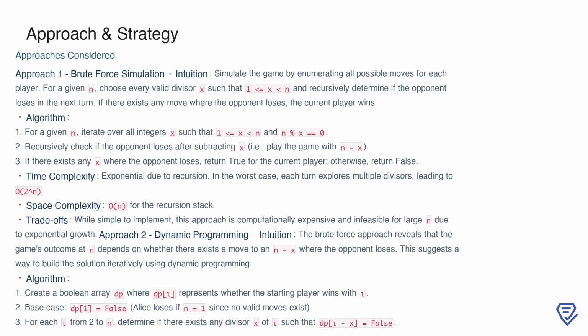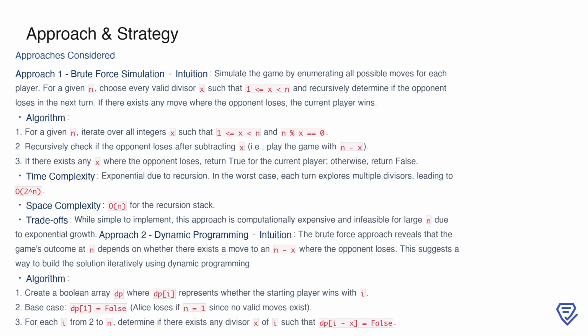To tackle the divisor game, we first consider the brute force simulation approach. The intuition here is straightforward. For any given number n, if there's at least one move that forces the opponent into a losing position, the current player wins. To implement this, we iterate over all possible divisors of n, those integers x where 1 <= x < n and n % x equals 0. For each valid x, we subtract it from n and recursively determine whether the opponent loses with the new value of n - x. If we find any move that guarantees a win, we return true for the current player, otherwise, false.